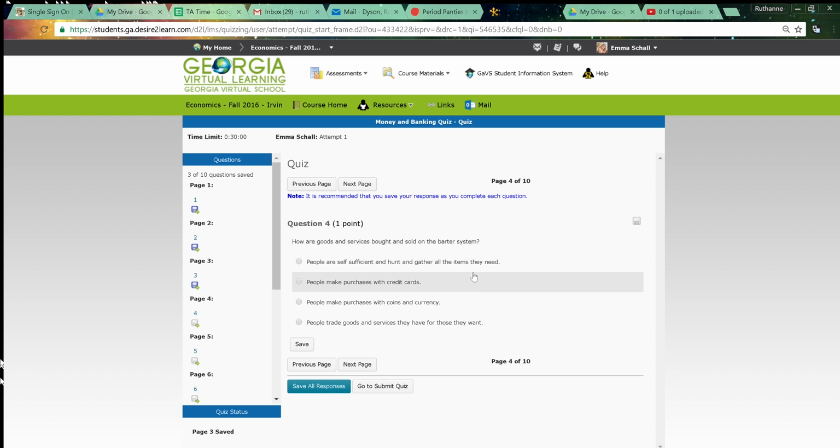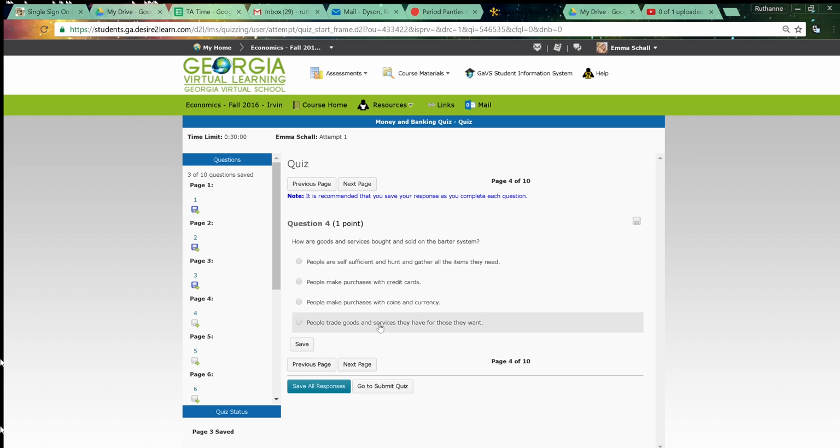So let's go through. People are self-sufficient and hunt and gather. That's not going to be correct because bartering has to do with making exchanges with people around you, meaning that you both don't have what you need, but the other guy does. People make purchases with credit cards. Well, that's not a barter system because we're paying for it, right? And then people make purchases with coins and currency. Well, that's not bartering. That's just flat out buying. That's just a buy-sell transaction.